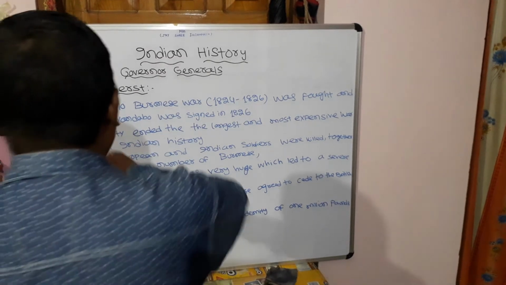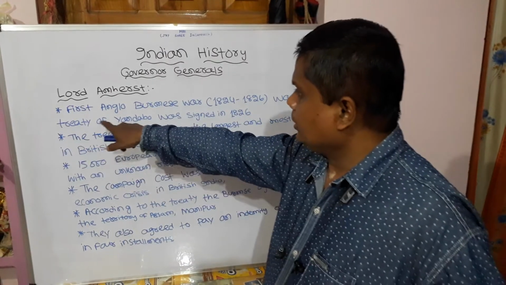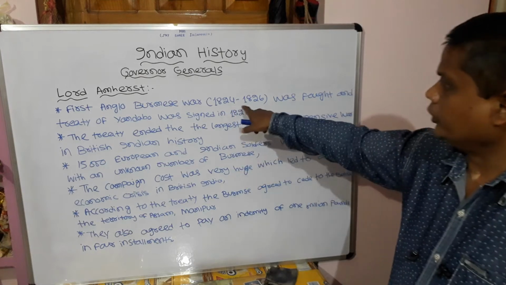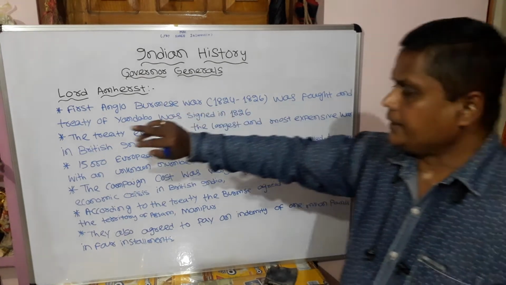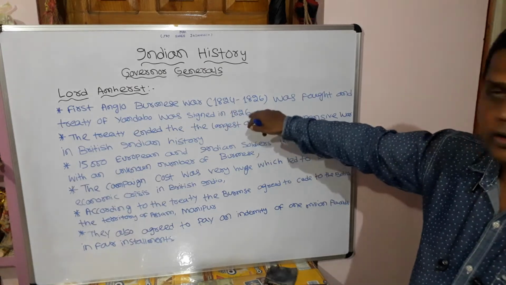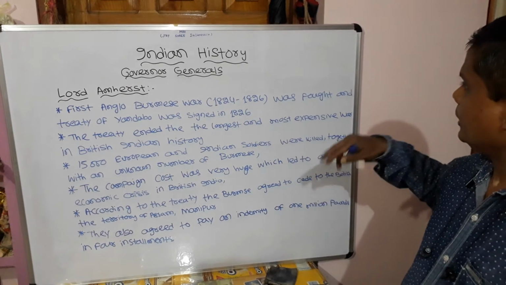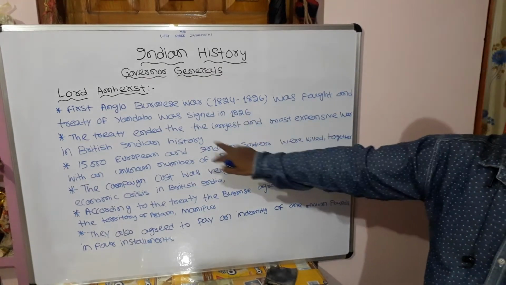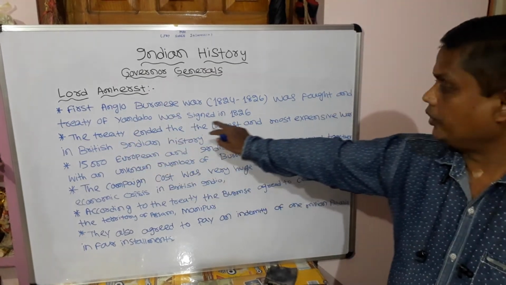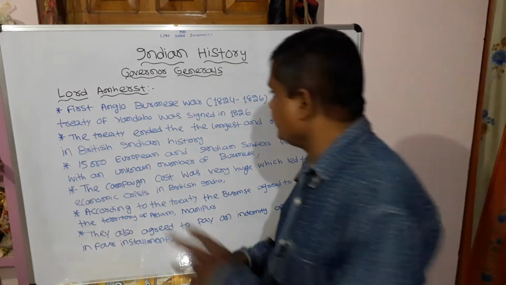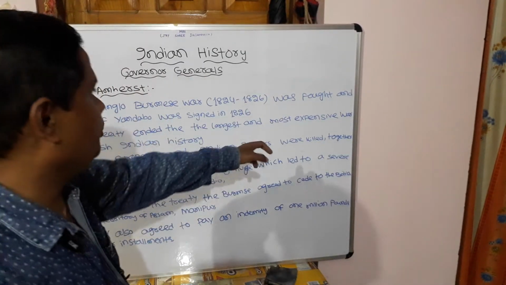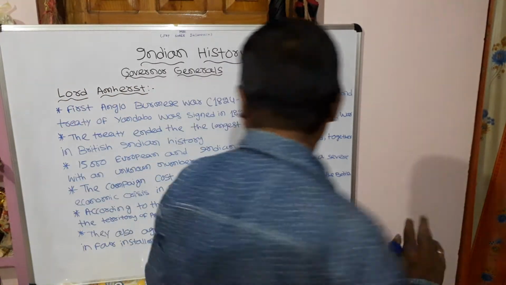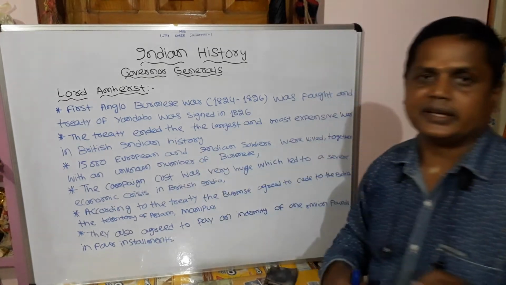Next, Lord Amherst. The First Anglo-Burmese War took place in 1824 to 1826 and the Treaty of Yandabo was signed in 1826. The war was the longest and most expensive war in British Indian history.